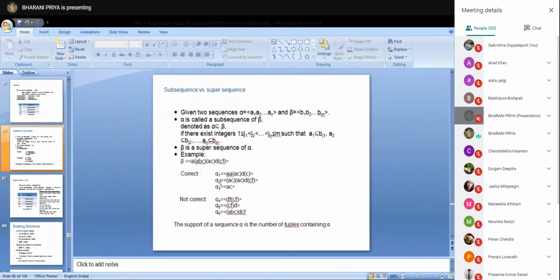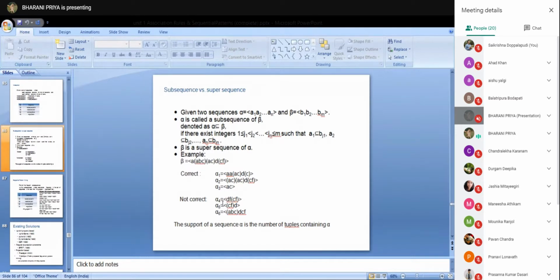and the subsequence is alpha 1, alpha 2, alpha 3, wherein C, A is contained in, a subset of or equal to, A. Again, the second A is a subset of or equal to ABC. AC is a subset of or equal to AC. D is a subset of or equal to D, and C is a subset of or equal to CF. So alpha 1 is a subsequence of beta. Similarly, alpha 2 and alpha 3.